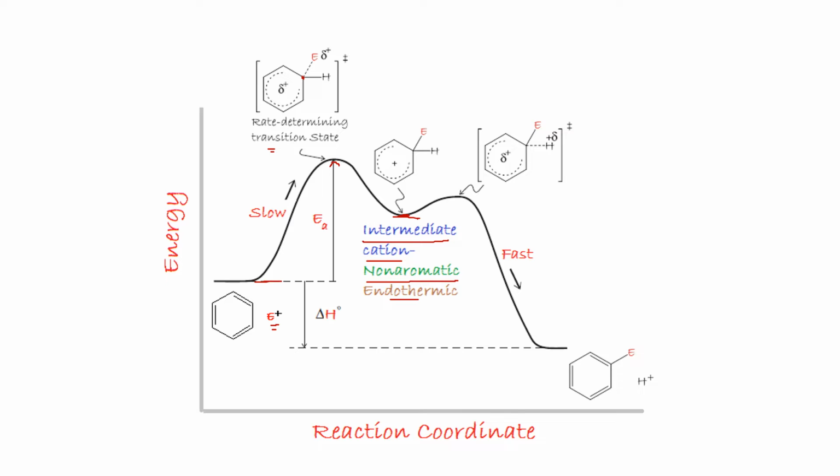The second step is the removal of hydrogen, forming another transition state, which then goes very fast to the substitution product. So the first step is what we call the rate determining step.